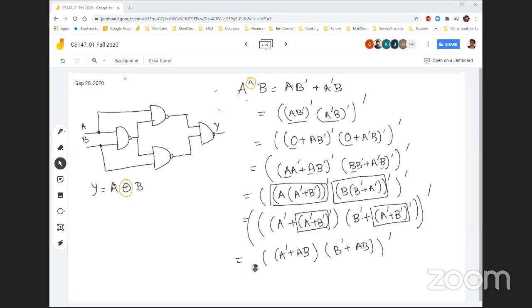Okay. And now we can say this is like an A B whole bar, A B whole bar, whole bar, whole bar. This is again by De Morgan. So we apply De Morgan conversion on top of these two terms, which gives me AB whole bar, right? This one. So that's what it is.